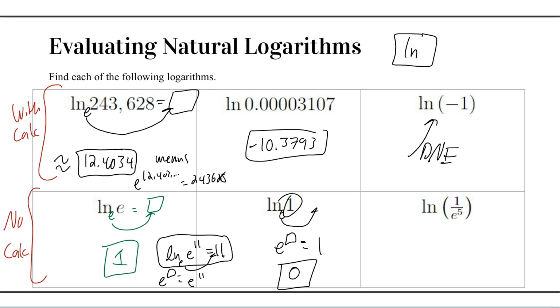And then finally, we're natural logging 1 over e to the 5th. Now, we do know that 1 over e to the 5th is the same thing as e to the negative 5th. And so if we're thinking e to what has to equal e to the negative 5th, well, of course, it has to equal negative 5, right? So that would be the value there. So hopefully all those examples there in the bottom, you'll be able to do just fine without having to use a calculator at all.